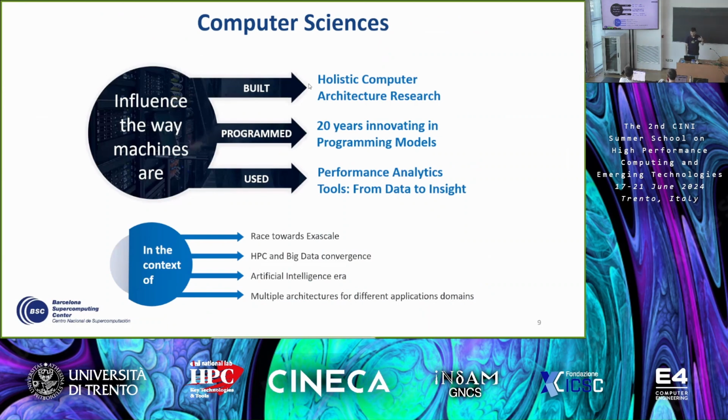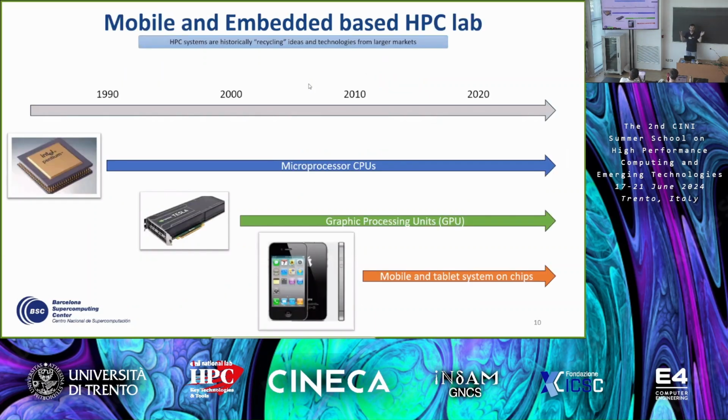Here basically you have what we try to do. We have a hardware group, we have a software group, and we have a more user-focused group focusing on performance analysis tools, so tools that allow you to measure things when you run on machines. Okay, so now going smaller and smaller, we arrive to my team. That is the mobile and embedded based HPC.